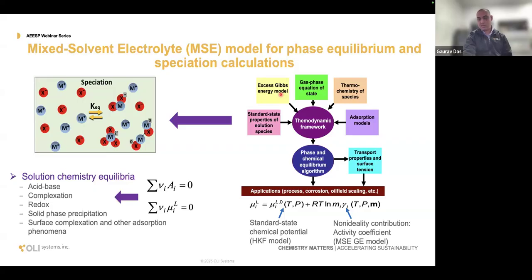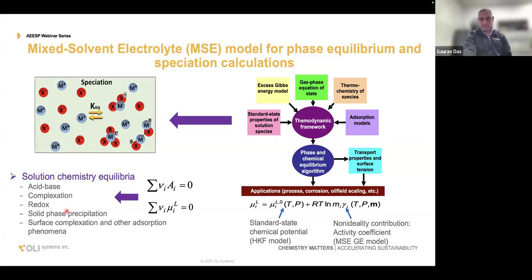The gas phase is modeled using an equation of state, SRK, whereas standard thermochemical properties are used for modeling solid phases. Also, as needed, we could include the adsorption model. And all together, we solve for phase and chemical equilibrium. The output goes into the transport property model, and also into process simulation, corrosion simulation, or oil spill scaling and inhibition phenomena.